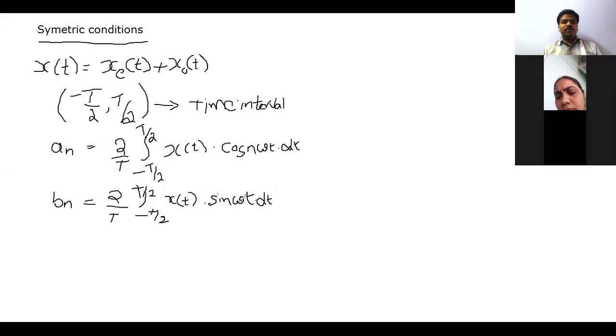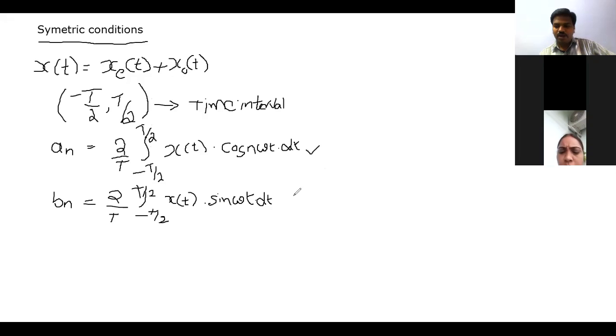Up to this I think it is clear now. We have taken one periodic signal that is the combination of even parts and odd parts of the function, and we have considered a time interval from minus T by 2 to plus T by 2, and a n is equal to 2 by T integral, see, already we know these equations, so these are well known equations, right?